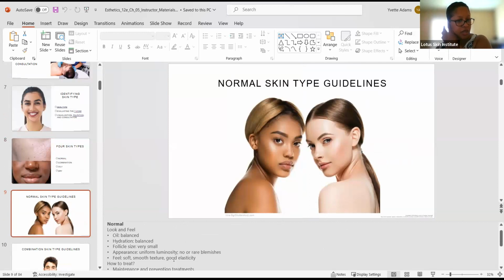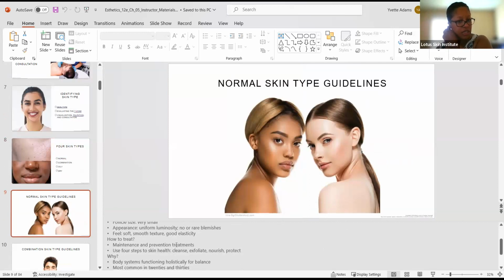So how do we treat normal skin? Maintenance and prevention treatments, because we don't want things to get out of whack. When we're dealing with the other skin types, we're trying to get them back to balance. If somebody walks in the door with a normal skin type, we want to maintain that. It is hard to treat skin. Why? Because skin is complex. You don't know how your clients are going to react to products or to modalities. With that being said, you can only do so much when they're in your shop, in your spa.